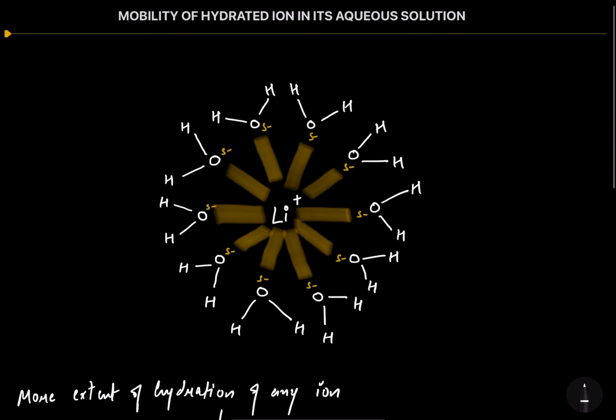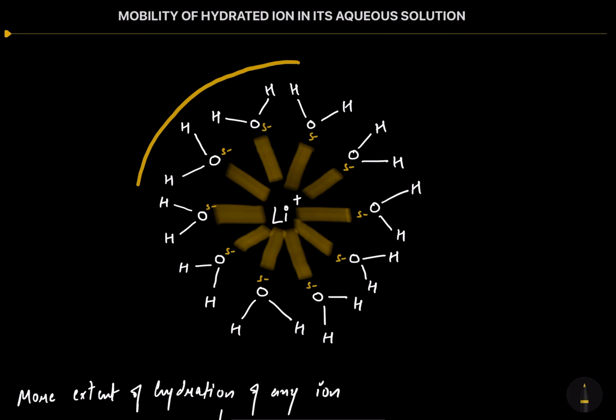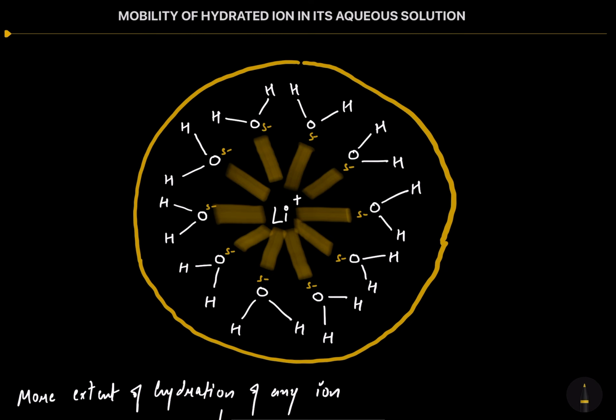This whole assembly is called the hydrated ion. Let me mark a boundary for the hydrated ion. So this whole assembly is the hydrated ion. It is spherical in shape. I have made it in 2 dimensions, but it is actually in 3 dimensions. That means this whole hydrated ion is in a spherical shape.